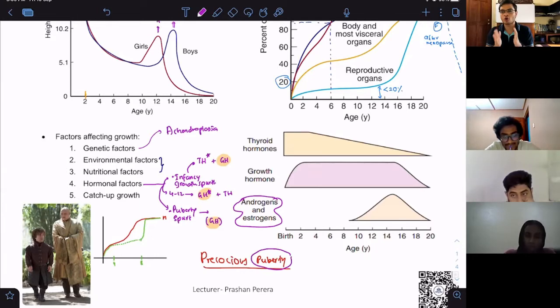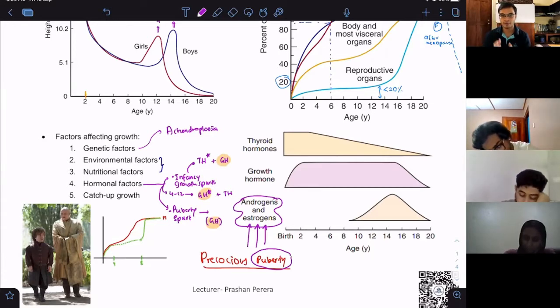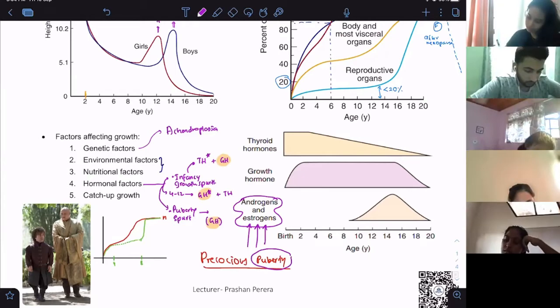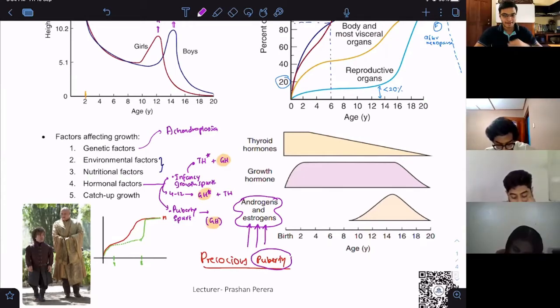Here's what I want you all to know, guys. When we say puberty, don't think about the physical growth in height. Think about secondary sexual characteristics only: growth of reproductive organs, the size, appearance of pubic hair. Precocious puberty only works with the androgens and the estrogens. Growth hormone does not play a role. Please note that down. That is a very common exam question. I will give you all the true or false question towards the end, and you have to put it as false.